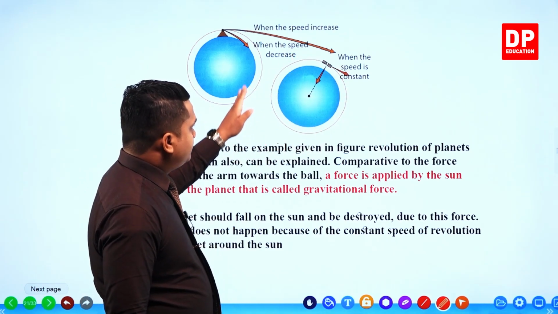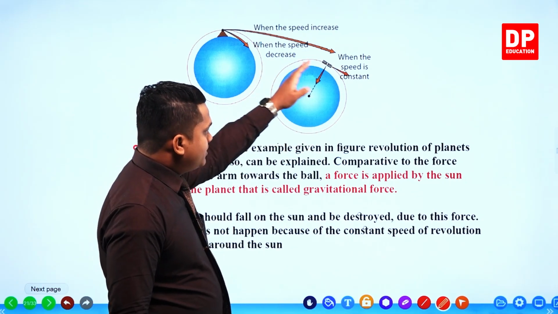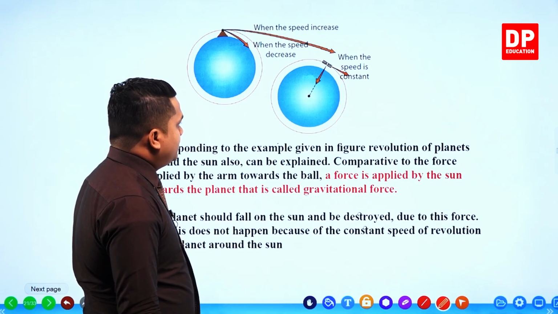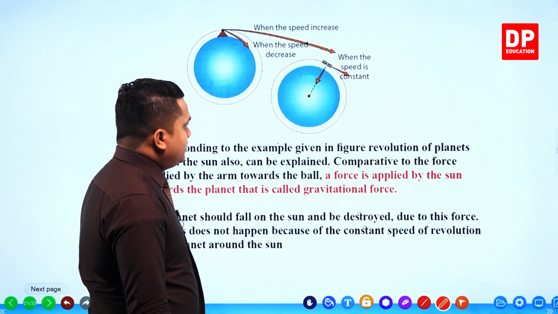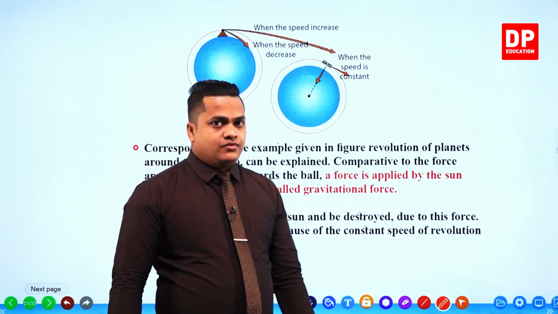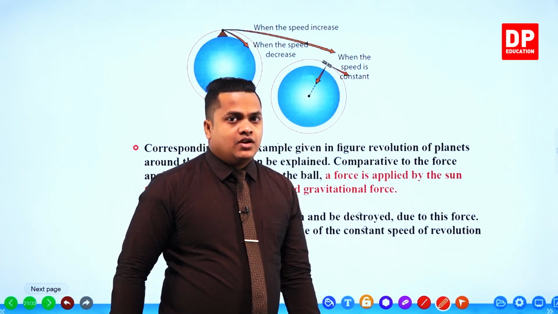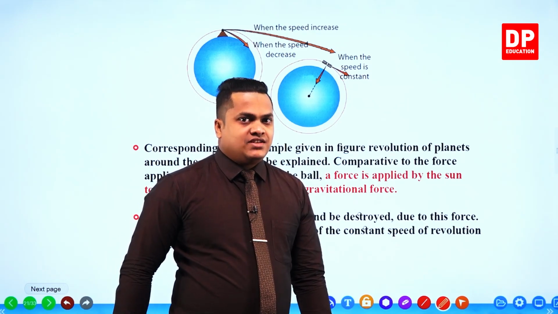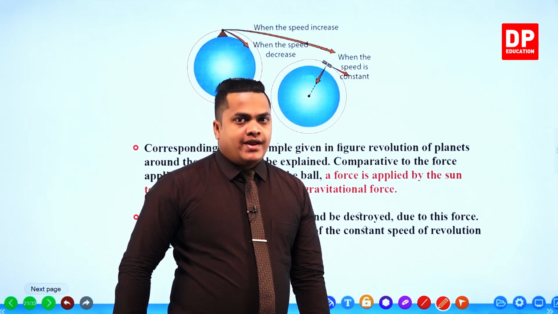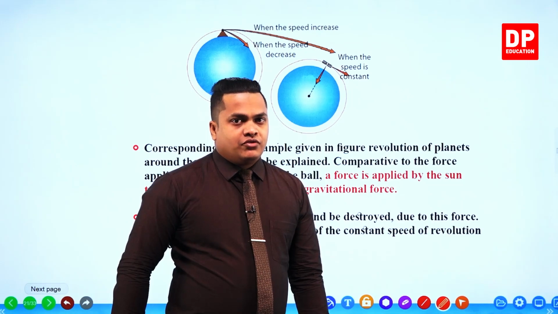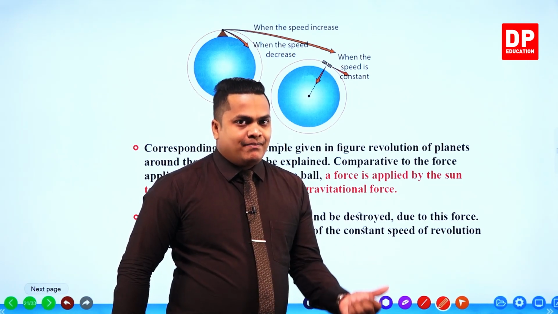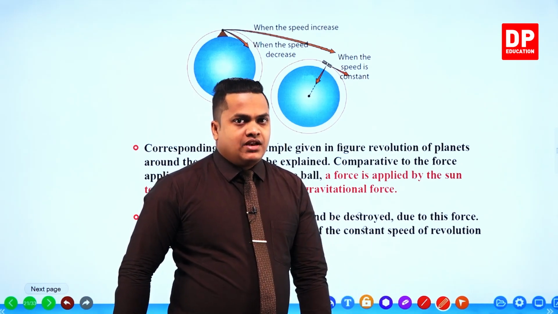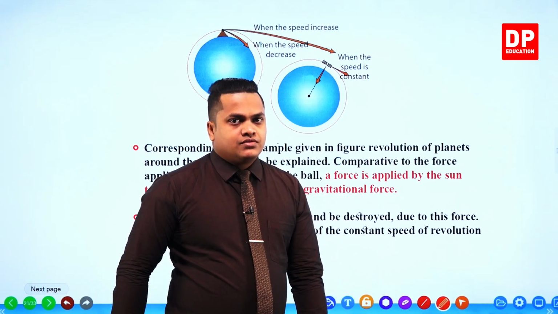Like this, always going at a constant speed because of the gravitational force around here, right? So gravity is the main reason for the rotation of these celestial objects. Actually it's not the rotation, it should be revolution, as it is rotating around a certain object, right? So this revolution happens mainly because of the gravitational force.